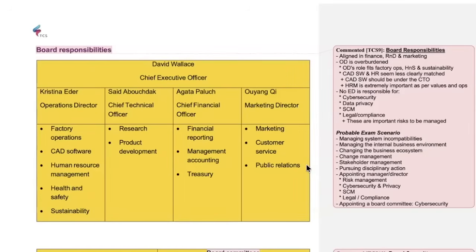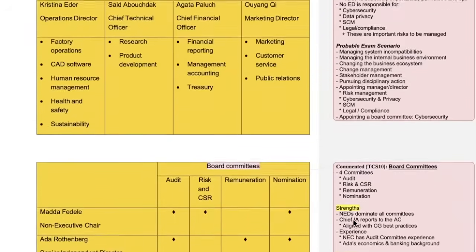And also your knowledge concerning the appointment of a new director or a manager can be tested, tied to risk management related leadership, cybersecurity and privacy related leadership, supply chain management leadership, or legal or compliance related leadership. So expect a question which is focused on appointing a manager or a director who is looking into these 4 different angles. And there could also be a question tied to appointment of a new board committee, such as something which looks into cybersecurity. Okay, so these are your board responsibilities.